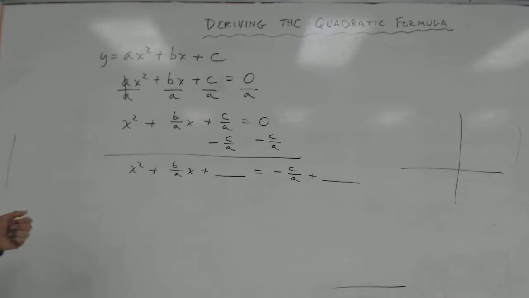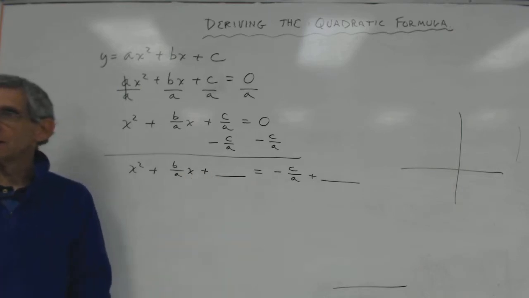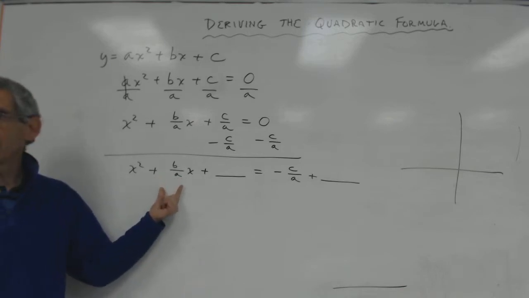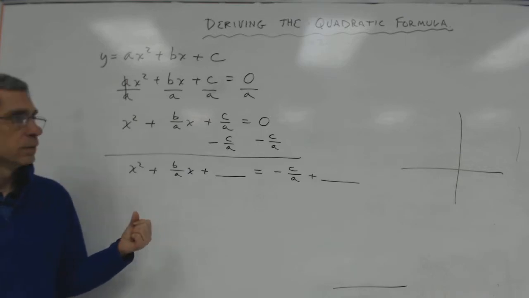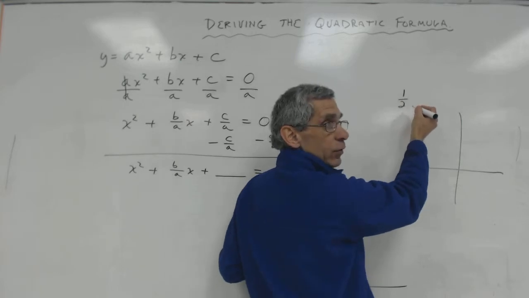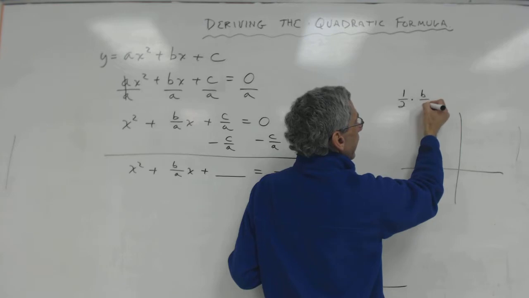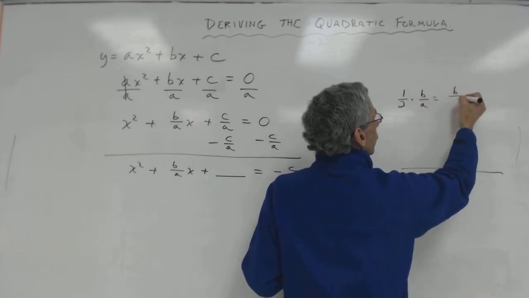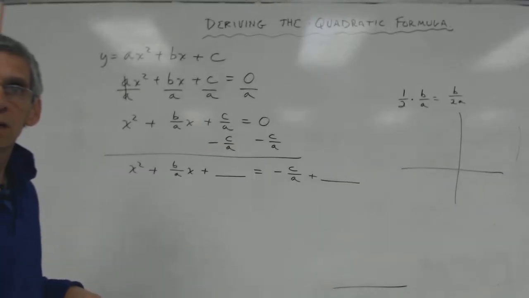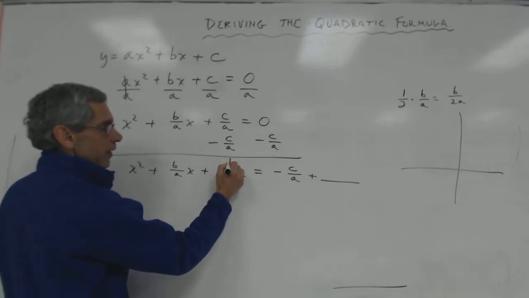Right? So now I've got to find what goes in my space. Half of b over a. How do I do half of b over a? Well, half is 1/2. Of means what? Multiply. Half of b over a. So it's b over 2a. You guys agree with me? Oh, and then are you going to get negative b over 2a? Yeah, eventually.